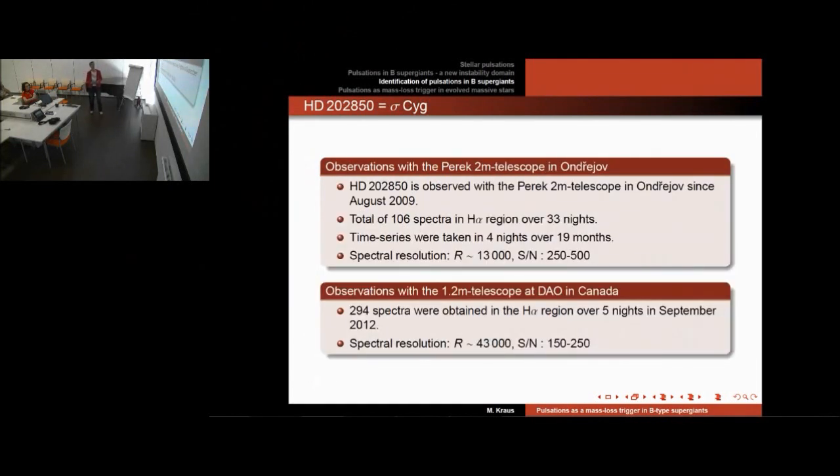We observed it with the spectrometer telescope since August 2009. We have a total of 106 spectra in the H-alpha region, distributed over 33 nights. During four nights, three of them consecutive, and the fourth one offset by about 19 months, we have time series. The spectral resolution on GEOF is not the best, but we could obtain very good signal-to-noise spectra. In addition, we collected at DAO in Canada another set of 294 spectra in the H-alpha region over five consecutive nights in September 2012, with a much better resolution, but the signal-to-noise is not so good.